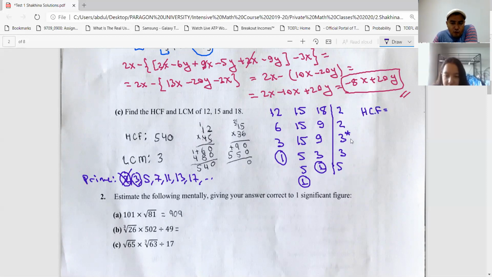Okay, so now what is the highest common factor? That is the product of all the star numbers. How many star numbers do we have? Only 3, right? So that's equal to 3, because this number is divisible by all of these numbers.